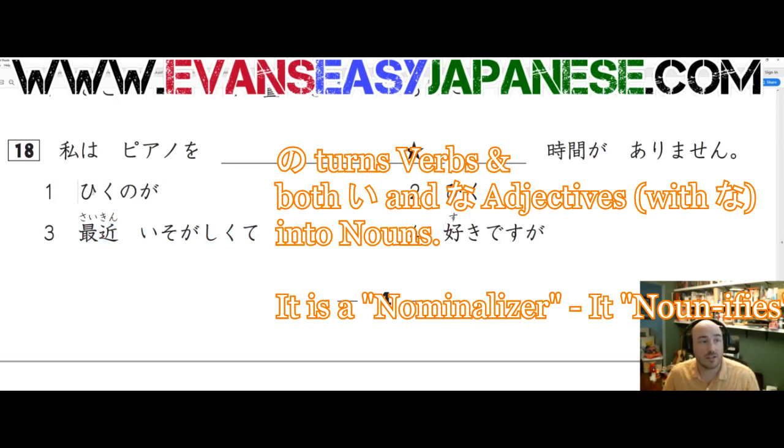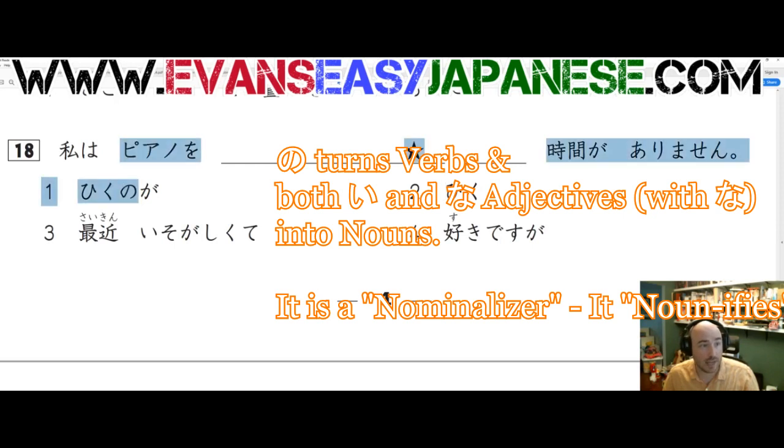So this translates to the playing of the piano. Piano o hiku no ga. The no turns the play, hiku, into a noun. So it's not play, it's playing. We call that the gerund. The gerund in English, the ing. It turns our verbs into nouns. So piano o hiku no, and then we're gonna treat it like a subject with a ga particle. So playing the piano. So piano o hiku no.